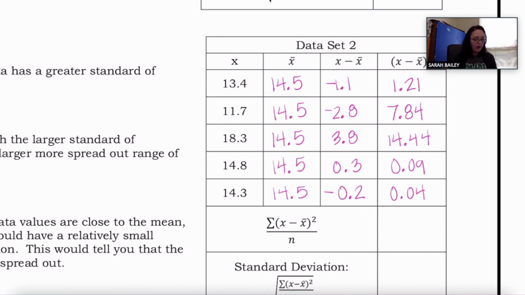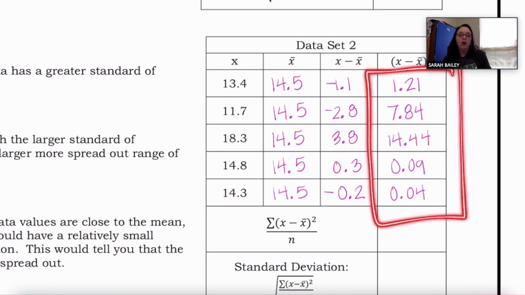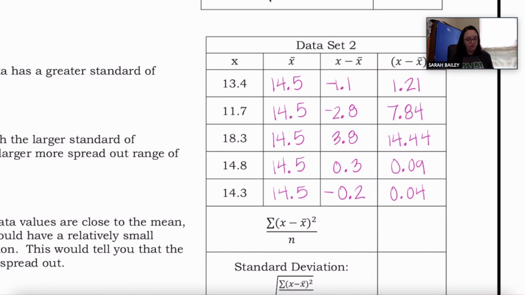Okay, now the next thing that I've got to do is add all those values up and then divide by n, the number of values. So I have 1, 2, 3, 4, 5. I'm going to add them all up and then divide by 5.